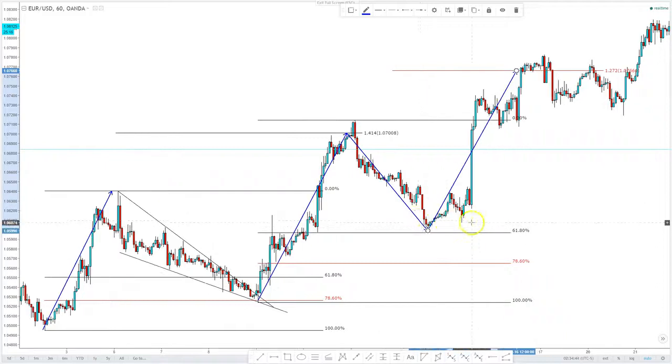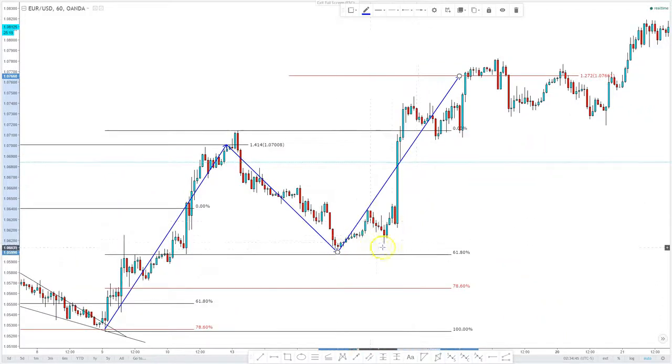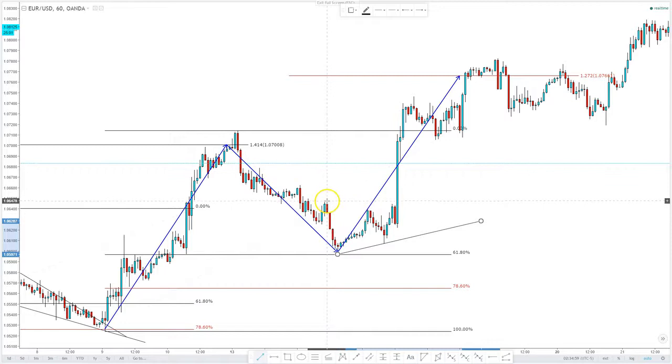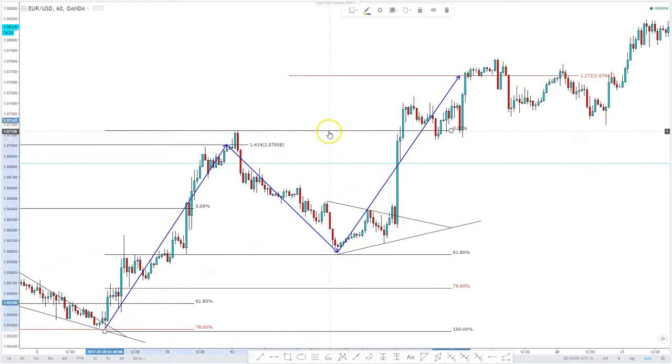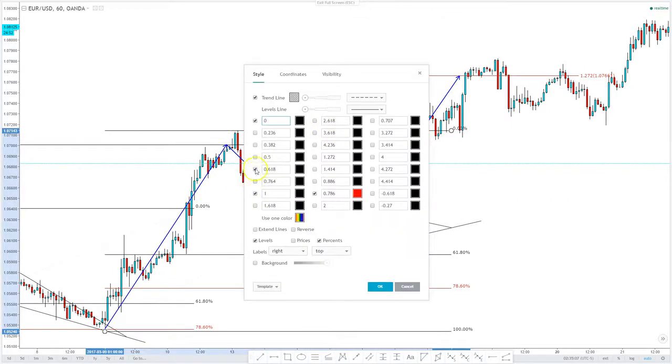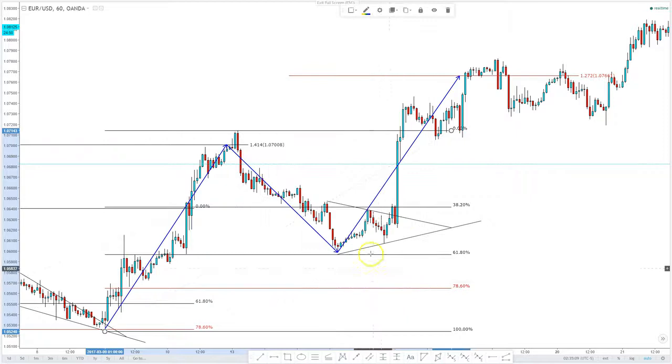Okay, 618. Let's see what formation we got here. We have a higher low, higher low, so I can do a trend line right here. 1, 2, run it through. Another trend line right here. We got a triangle type structure, like I said. Let me enable the 38.2. And boom, like I said, remember the 38.2, you're going to see those triangle type structures set up.